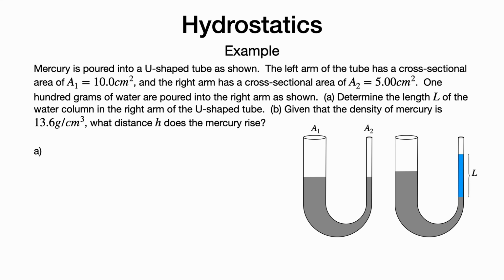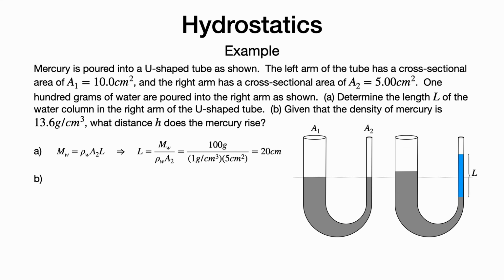To find the answer to part A, we realize that the mass of the water which has been poured into that right-hand side of the tube is going to be given by the density of water times the cross-sectional area A2 times the length of that water column. So we can simply find the length of the water column as the mass of the water divided by the density divided by the area, which turns out to be 20 centimeters.